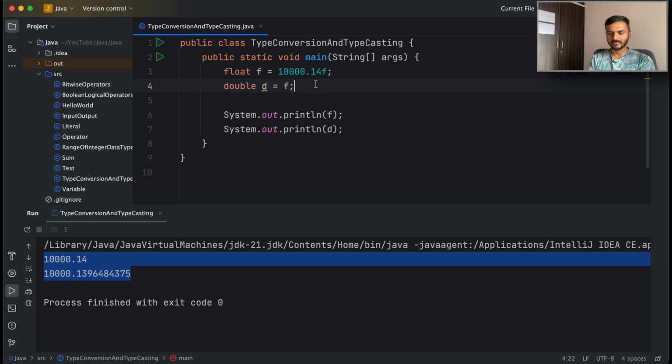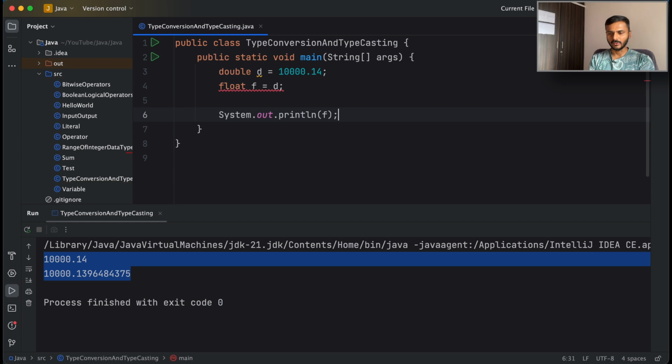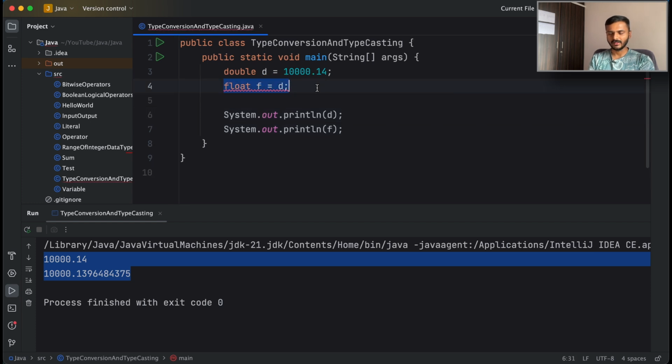Now let me revert this. Let's say I take double over here and let's name the variable d. And then let's also remove f from here. Now, what I do in line number 4 is I change this to float. Let's say float f is equal to d. Now, first of all, you can see that we're getting an error over here, and that's happening because we know that we cannot convert double to float automatically. We can, but we will have to cast it, right? So once we cast it and once we run the code, we get 10,000.14 in both.